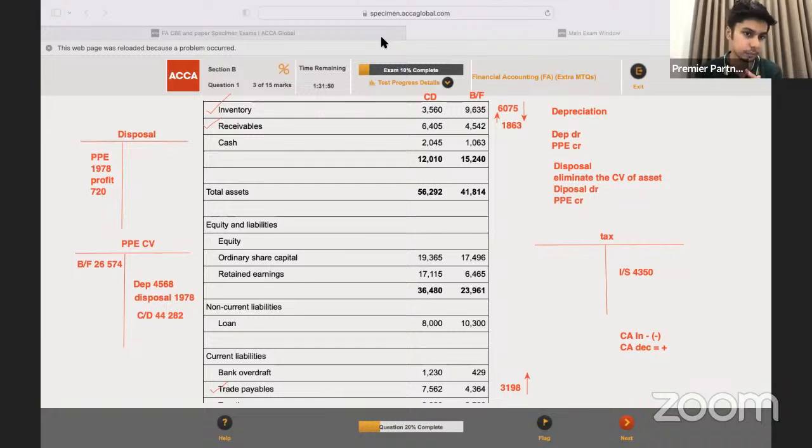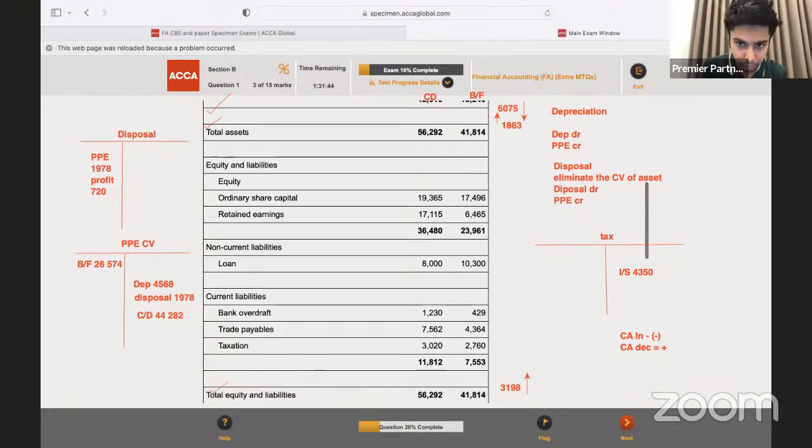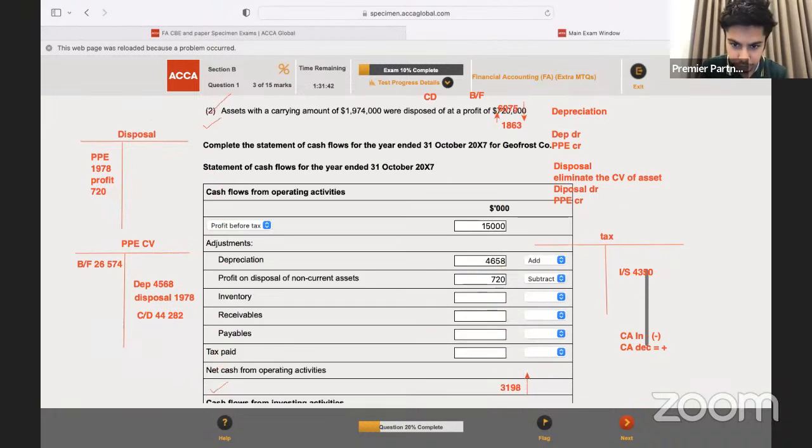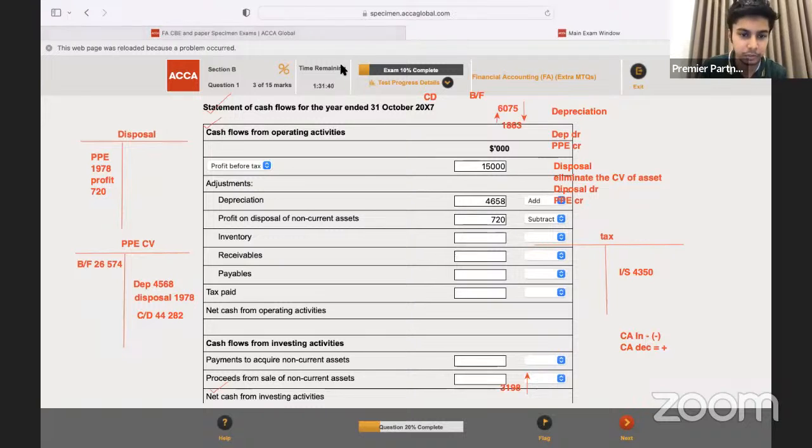Now, guys, let's start marking these numbers into our format. Okay, so let's go down now. Start marking it over here. See, now inventory, what happened? 6075. So let me mark that 6075. Receivable, 1863. Then payable, 3198. So these are the three answers.